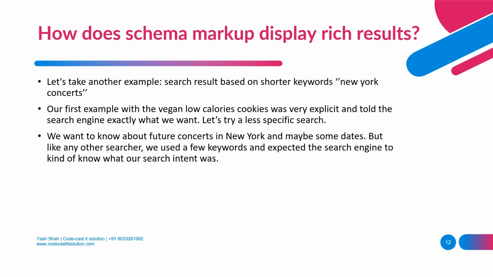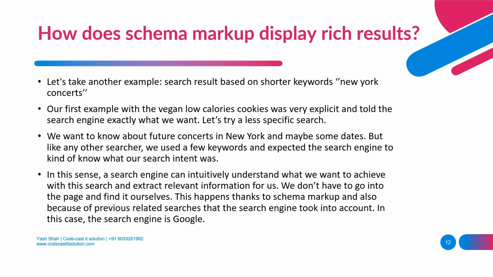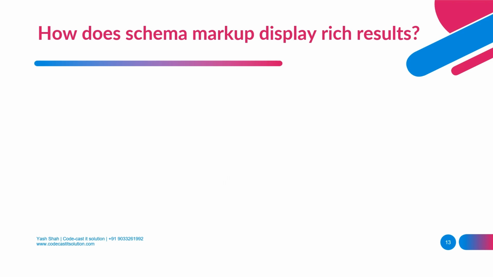But like any other searcher, we used a few keywords and expected the search engine to kind of know what our search intent was. In this sense, a search engine can intuitively understand what we want to achieve with this search and extract relevant information for us. We don't have to go into the page and find it ourselves.